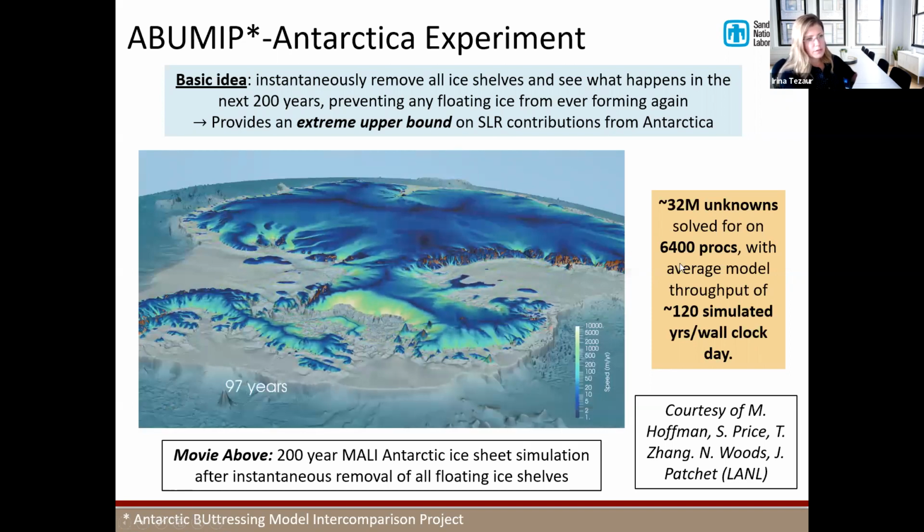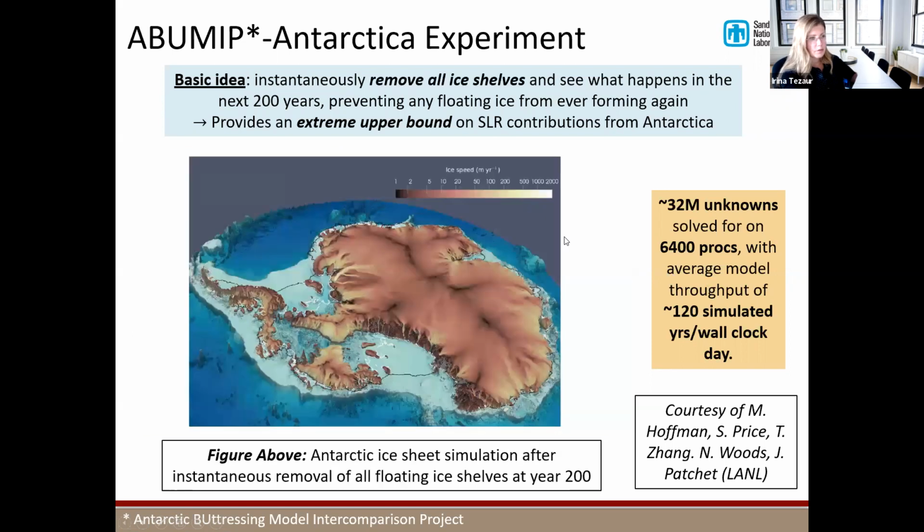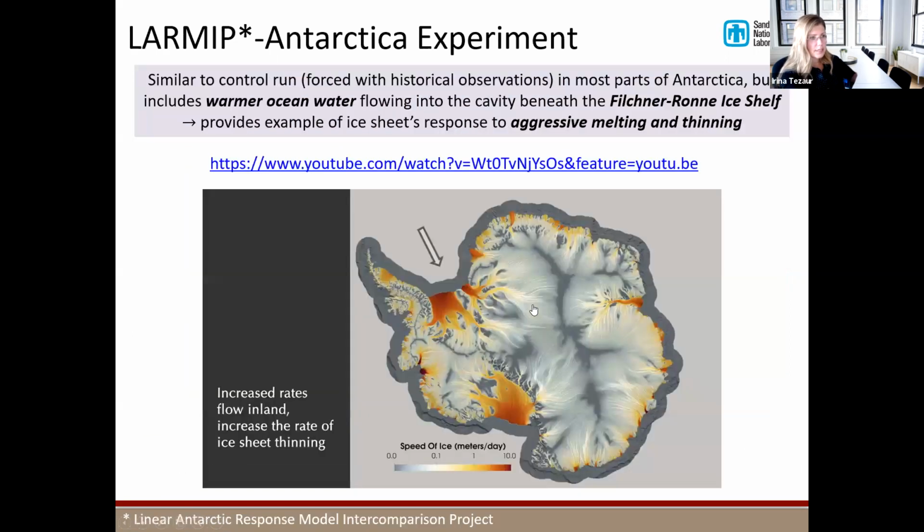We were able to do this very robustly compared to other models, even though this is a very high fidelity, fine resolution grid. That's what your final Antarctica looks like.